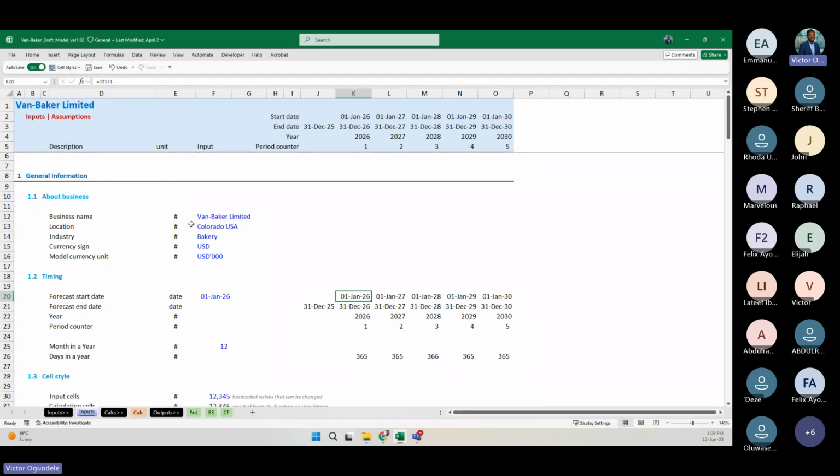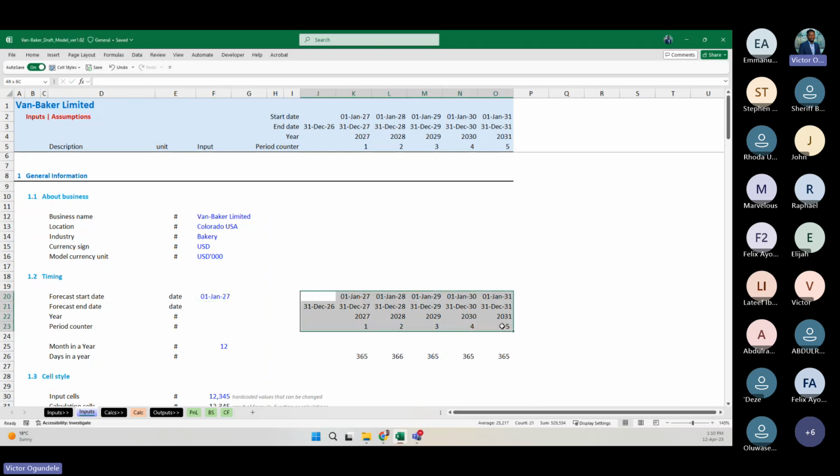Because we did it step by step. The first thing we did, and maybe you can go back to the recording and check, is set up our input assumptions. Here about business, and here about timing, we put in our forecast start date and use that to project the model date. Even if they decide we are not starting the business in this period, but maybe in June 2026, or in 2027, what happens? This automatically updates.